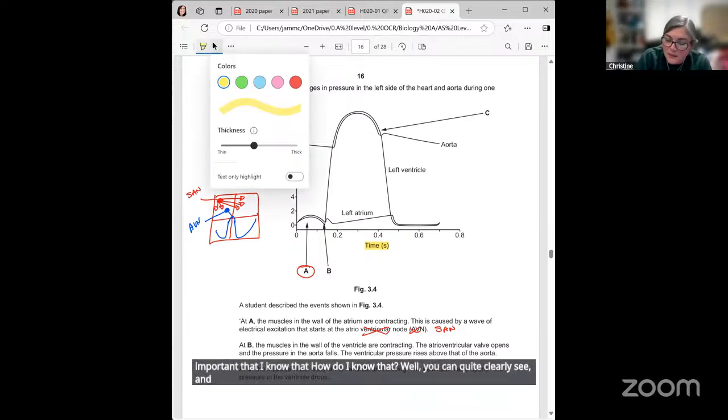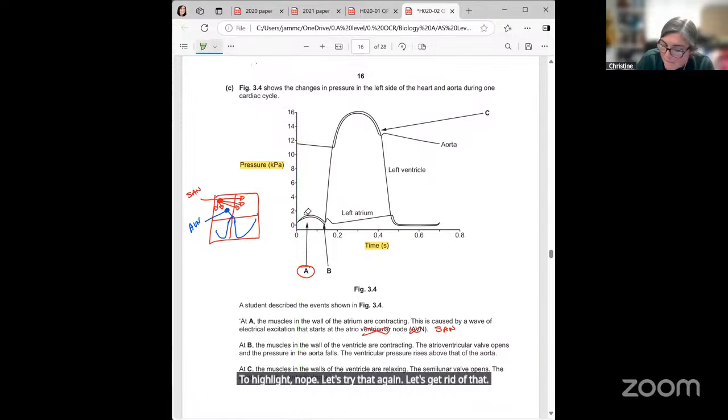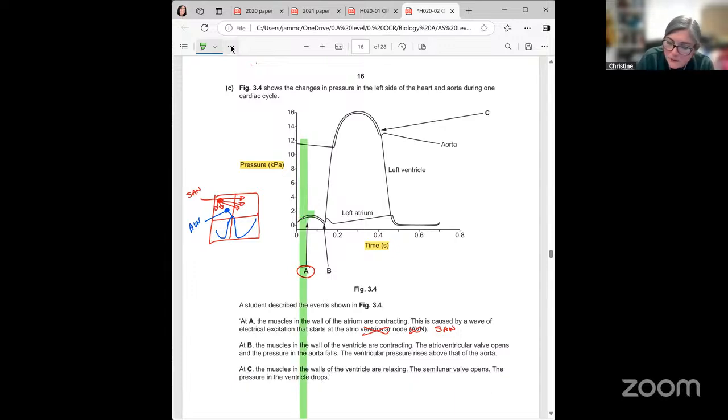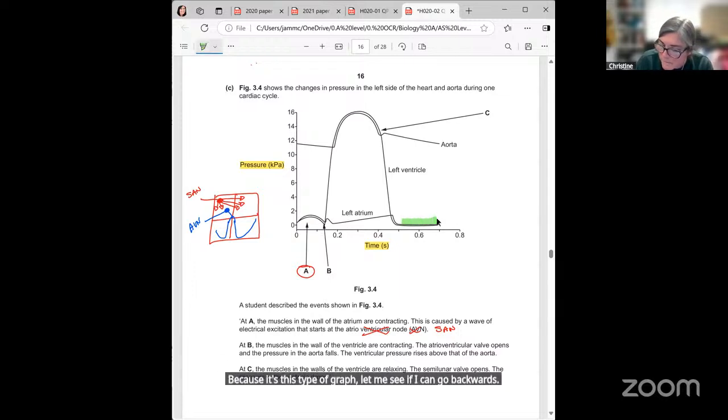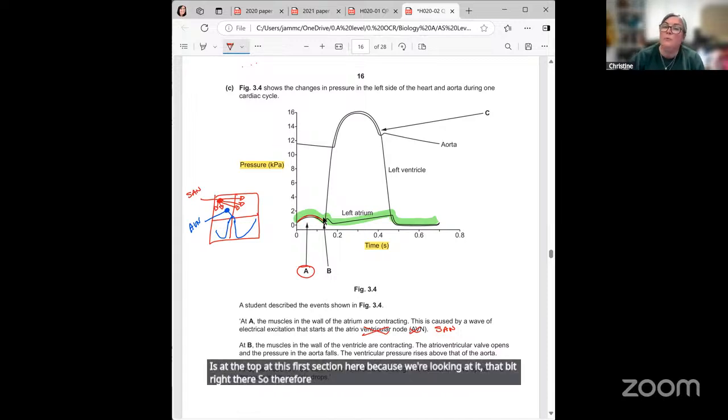And again, I would advise you to try to highlight. Let's try that again. Let's get rid of that. Because it's this type of graph. Let me see if I can go backwards. There we go, that's better. So that one's at the top. The fact that my left atrium is at the top at this first section, that bit right there, means my atrial pressure is greater than my ventricle pressure. That's an important thing for me to note.